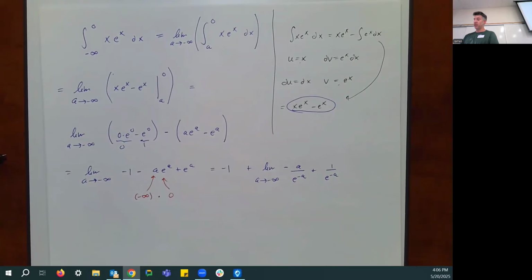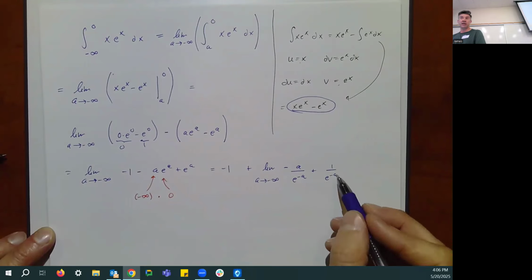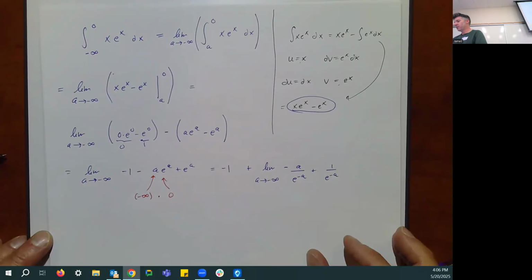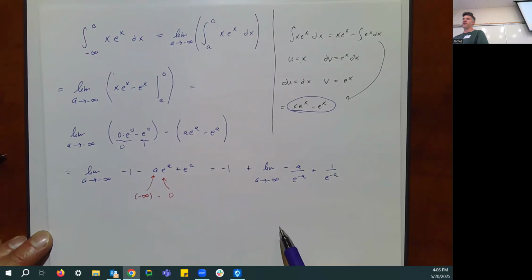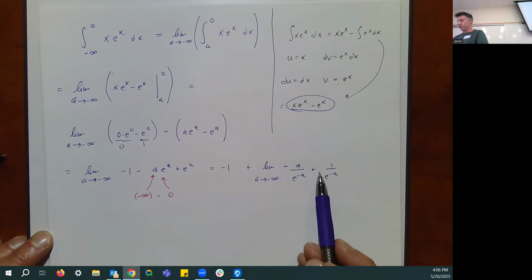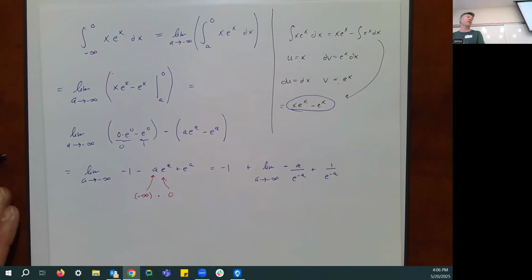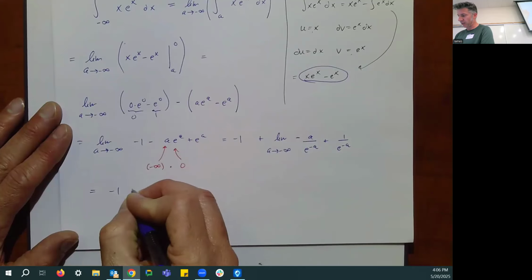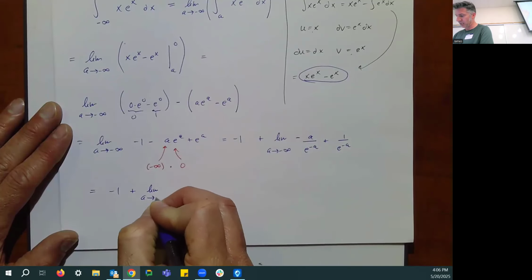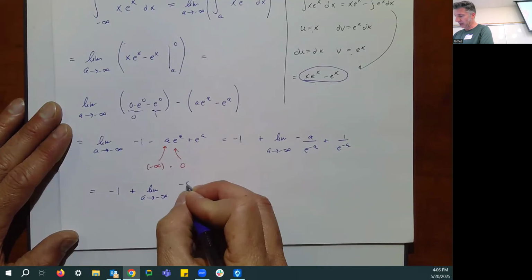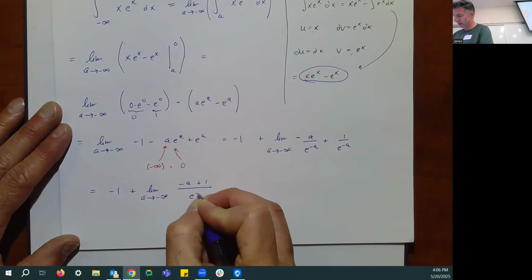I find that helpful because if a is going to negative infinity, negative a is going to negative infinity, which is infinity. So I have something really, really big in the denominator here. Now, to avoid the issue of this part not requiring L'Hopital's rule, we could write that as one fraction because we already have a common denominator. So we could write this as -1 plus the limit as a goes to negative infinity of negative a plus 1 over e to the negative a.